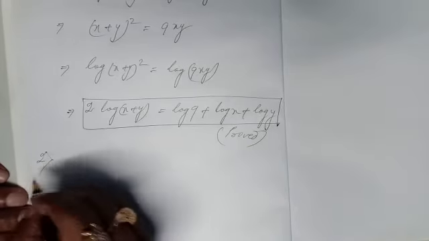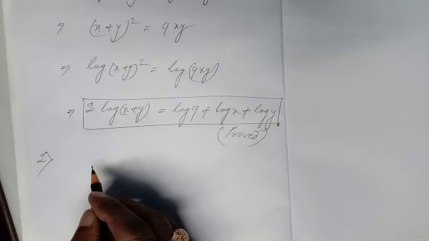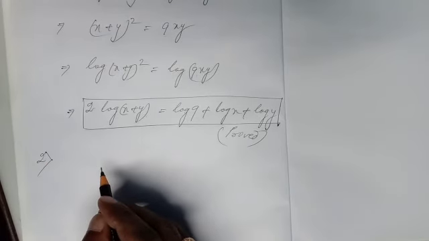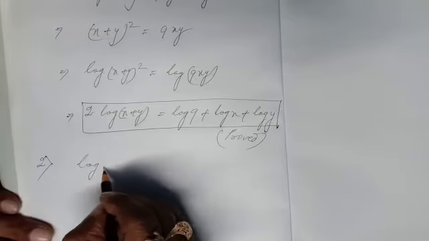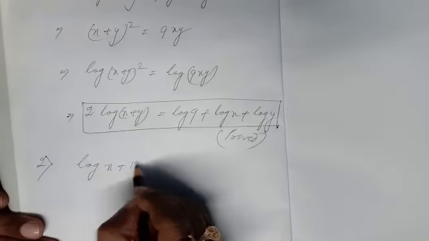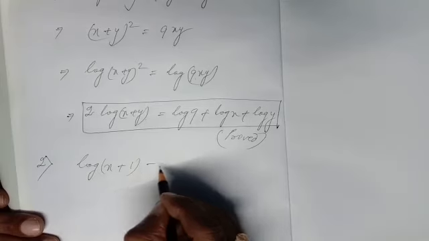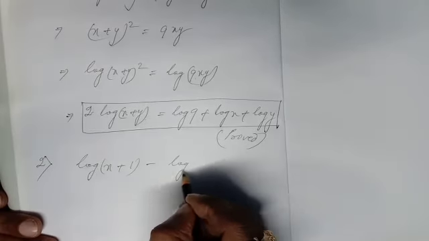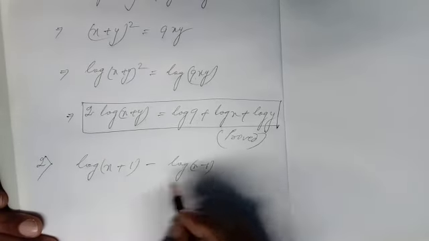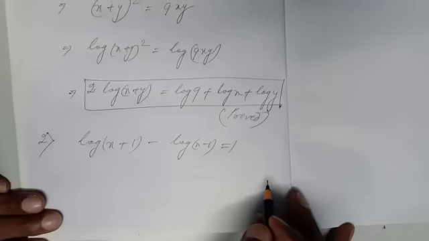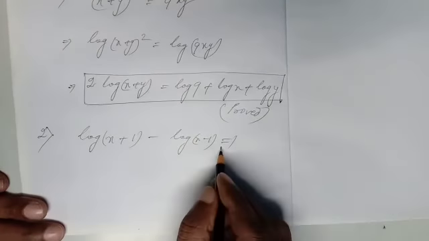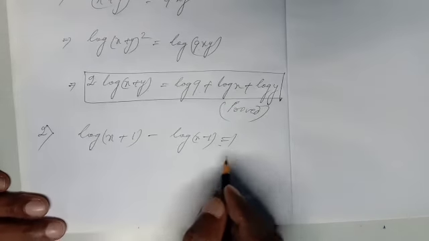Question number 2, it is given that log (x plus 1) minus log (x minus 1) equal to 1. This is given and you have to find out the value of x. Okay, from this equation you have to find out the value of x. How to find out? Just check.